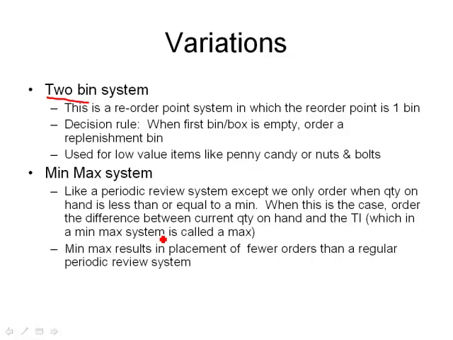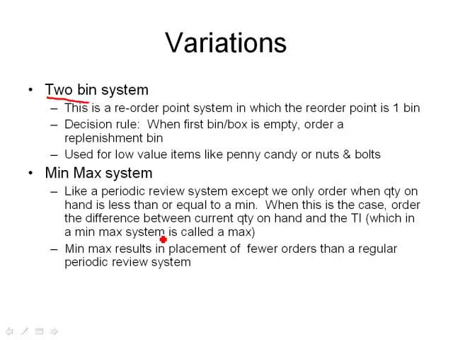Next week might roll around, and now I'm down to 40 units, and if my order interval is weekly, then again, I would check my inventory, 40 units. I would compare that to my min, and I would say, okay, I'm below my min of 50, so it's time for me to place an order. How much do I order? Well, just like in a straight periodic review system, I order the difference between the max or the target inventory level and what I've got on hand, so I would order 60 units.